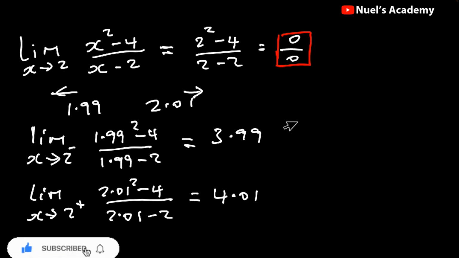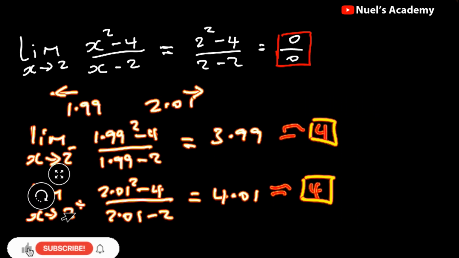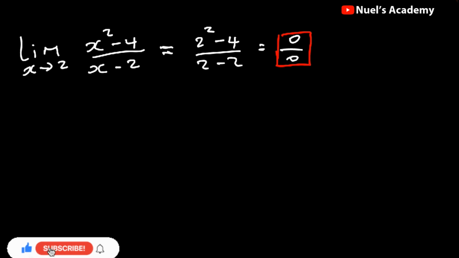Now this can be rounded off to 4. Also this can be rounded off to 4. So since the left hand side limit and the right hand side limit are equal, then this limit exists. But the question is, how do we get 4 from this question analytically? How do we solve this to get the value of 4? So let's continue. In the case where direct substitution can't work, because we directly substitute 2 here and we get 0 over 0, we try other means.